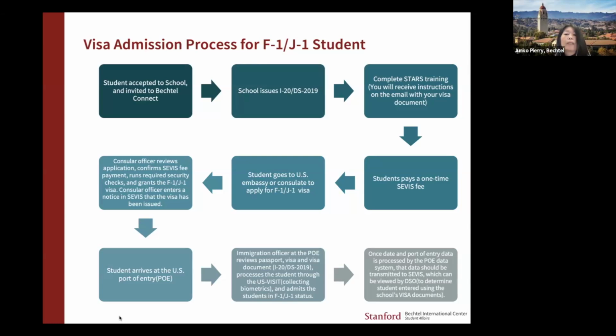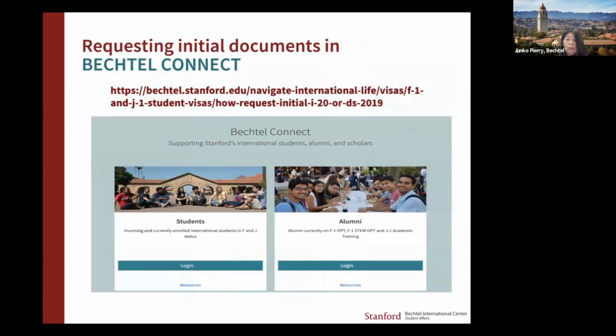Once you pay the SEVIS fee and obtain the I-20 or DS 2019, then you can make an appointment at the U.S. Embassy to go through the visa interview process. And once your visa request is approved, you are going to have a visa in your passport, and then you will be ready to come to the United States. As F1 or J1 students, you'll be allowed to enter the country up to 30 days before the start date that is indicated on the I-20 or DS 2019.